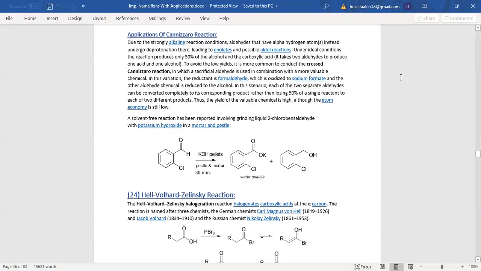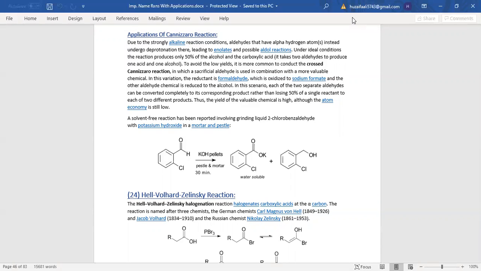To avoid the low yields, it is more common to conduct the cross Cannizzaro reaction in which a sacrificial aldehyde is used in combination with a more valuable chemical. In this variation, the reductant is formaldehyde, which is oxidized to sodium formate, and the other aldehyde chemical is reduced to the alcohol.